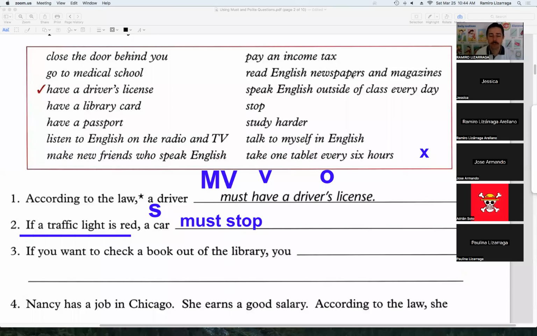Okay, everyone, this is our second session. We continue working with must. We already explained how and when to use must in our first video.